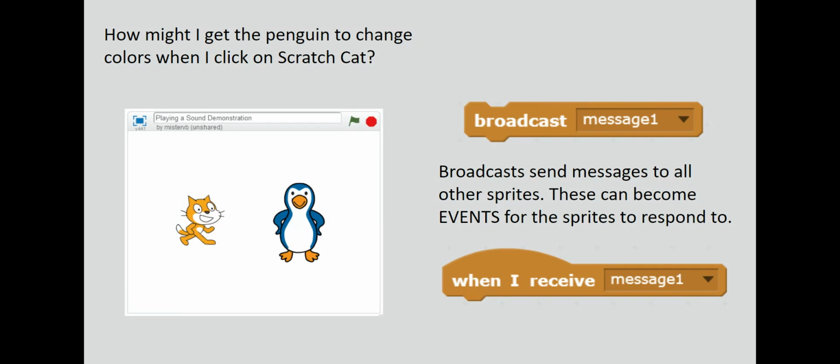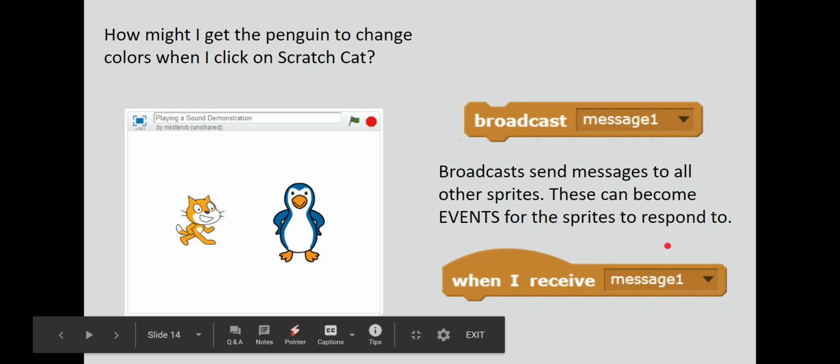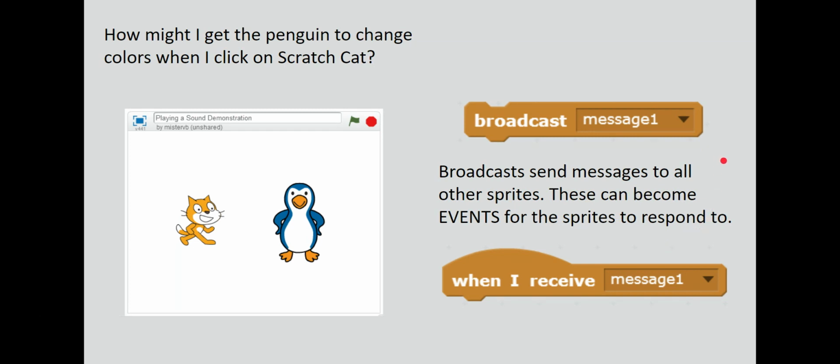Now let's get into broadcasting itself. So how might I get the penguin to change colors when I click on Scratch Cat? So you're going to use a stack block or an action block that will broadcast the message. Now remember, Scratch Cat is the one who's broadcasting the message, and the penguin is the one who is getting the message. So the penguin is going to have one of these hat blocks that tell it to change color once it gets the message from Scratch Cat.